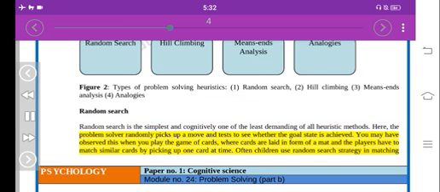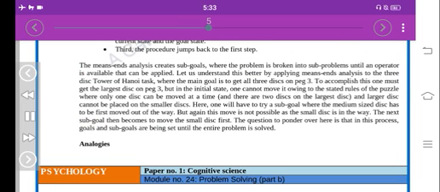You may have observed this when you play the game of cards, where cards are laid in the form of a mat and the players have to match similar cards by picking up one card at a time. Often children use random search strategy in matching the cards. This may be due to their cognitive immaturity. Adults also apply random search in a number of situations.